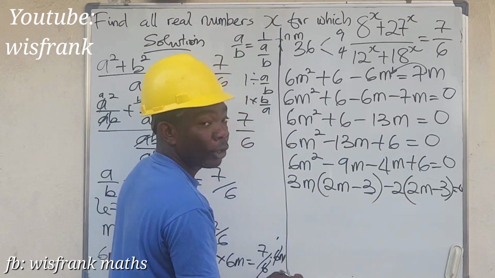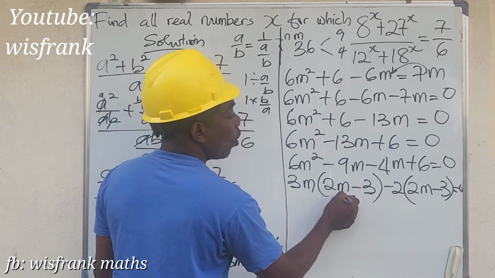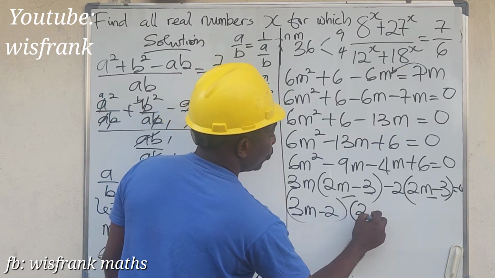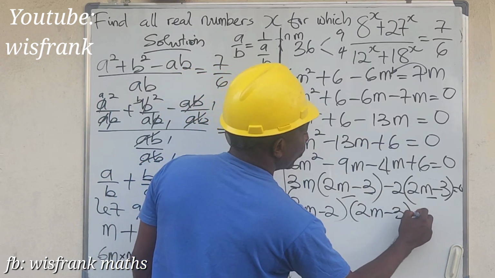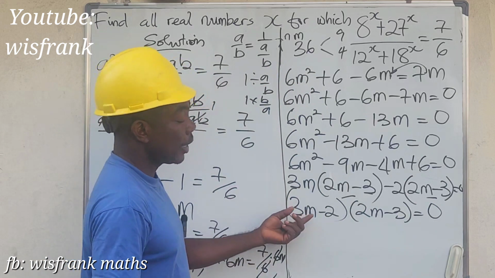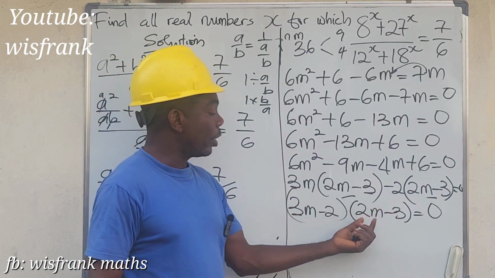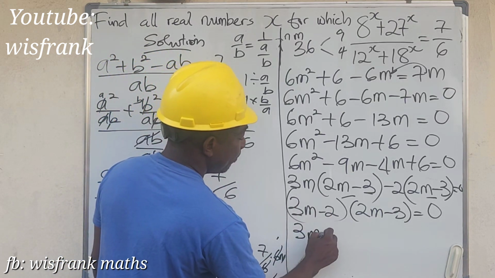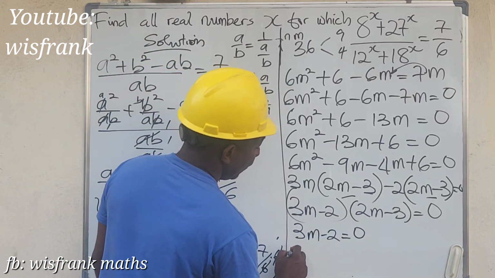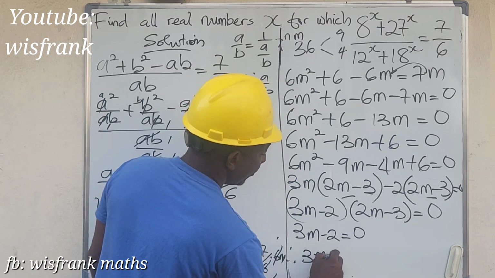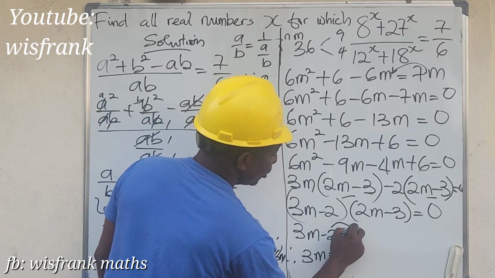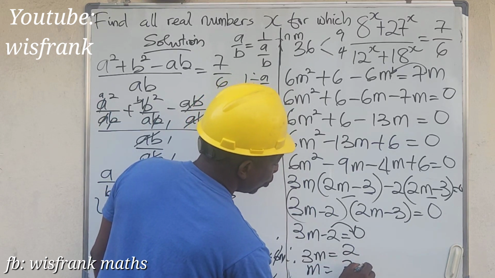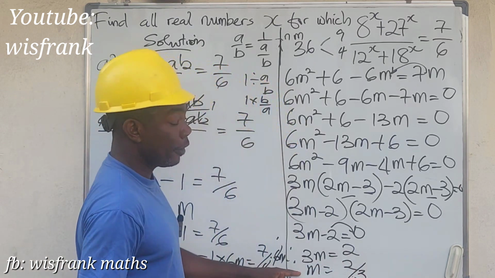So we can take the product of the parentheses and also one of the parentheses, which is 3m minus 2 into 2m minus 3 equals to 0. So it is either the first parenthesis equals to 0 or the second parenthesis equals to 0. So we take the first one, which is 3m minus 2 equals to 0. Therefore, 3m equals to, this will transpose into this other side, 2. Therefore, our m equals to 2 all over 3. That is the first value of m.